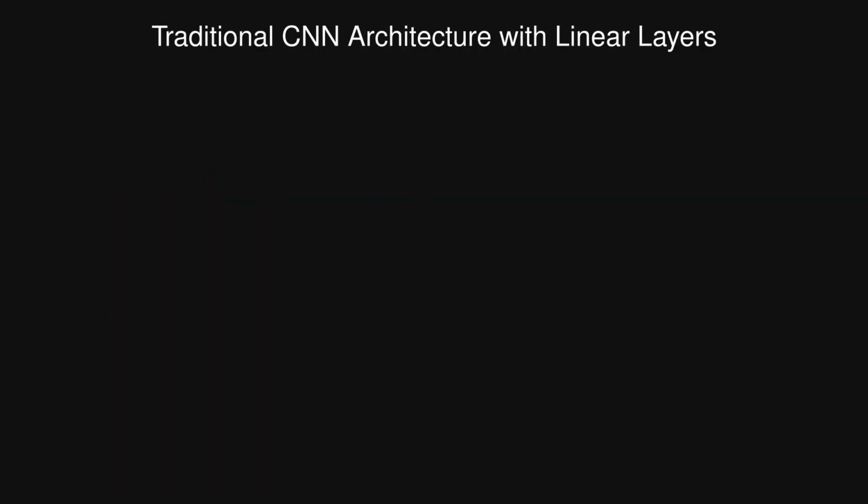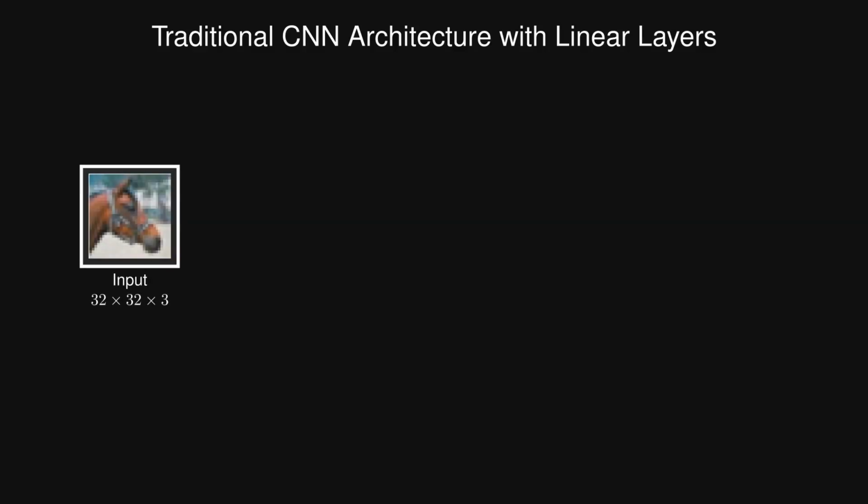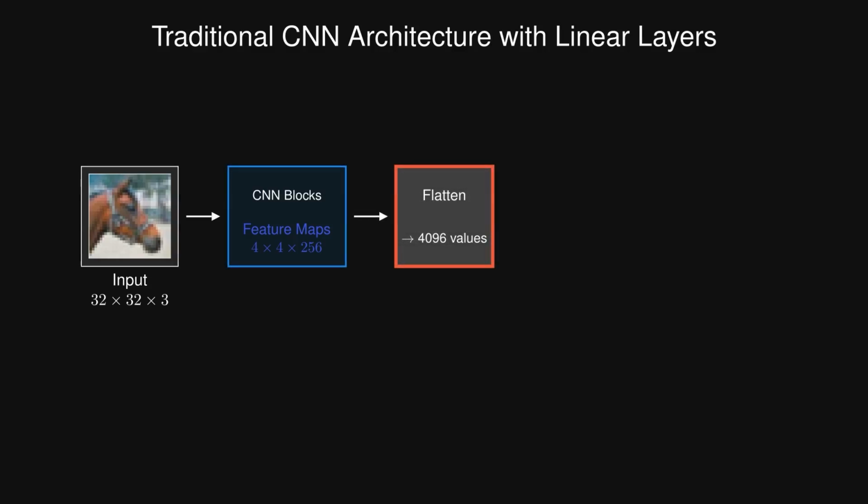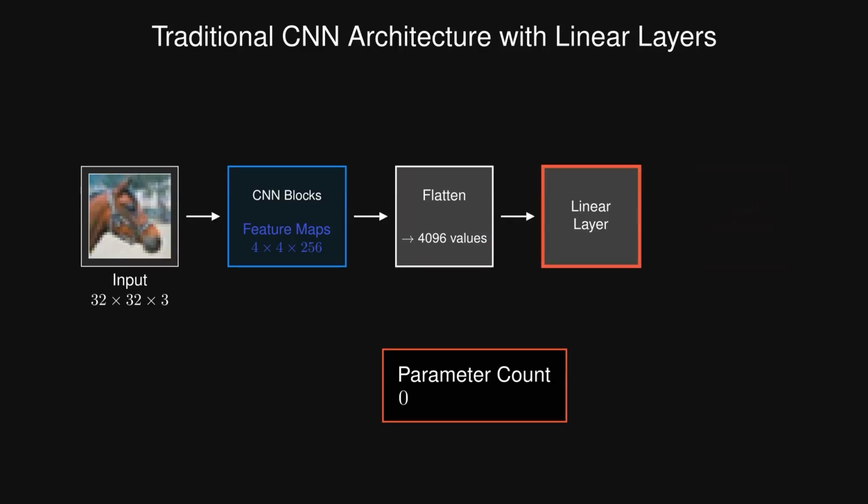Let's see how parameter explosion happens in a typical CNN. We start with a CIFAR image, 32 by 32 pixels with 3 color channels. The CNN extracts features, producing 4 by 4 spatial maps with 256 channels at each location. Here's the problem. Traditional linear layers require flattening this structured data into a single vector of 4,096 values. The linear layer must then map all 4,096 features to just 10 output classes.